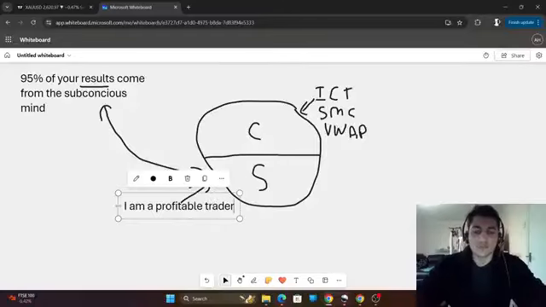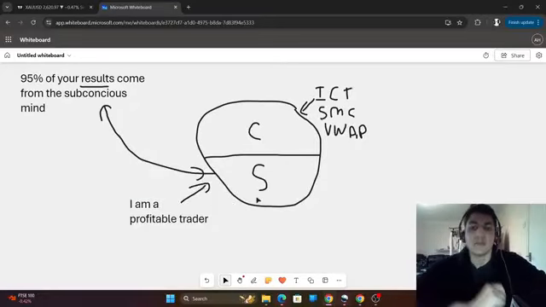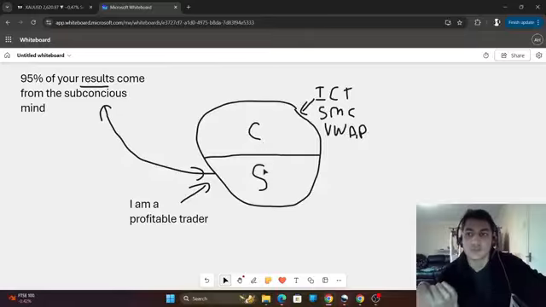And we want our subconscious mind, let's just neaten this up a bit. We want our subconscious mind here to believe that we are a profitable trader, right? Because so many traders will message me saying, hey, look, I've got FOMO, I've got greed. You should never, ever, ever say, I have, and then something negative, or I am, and then something negative afterwards. Because when you say that, it goes straight into your subconscious mind, right?